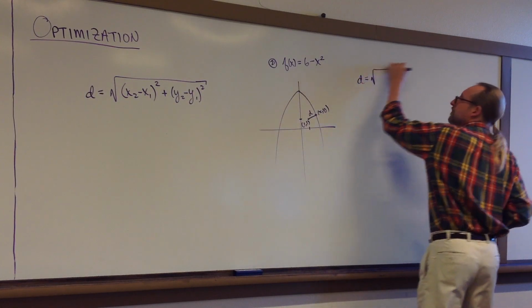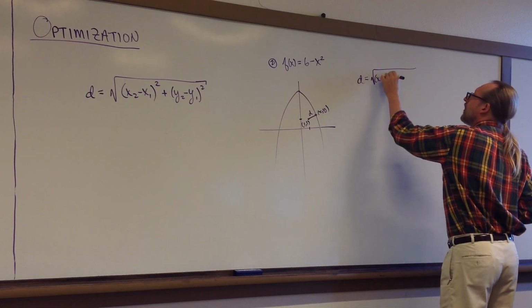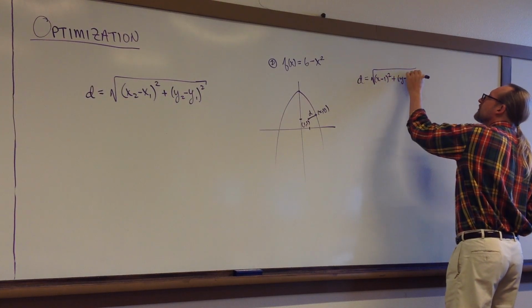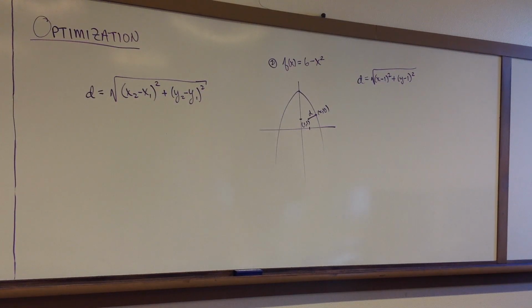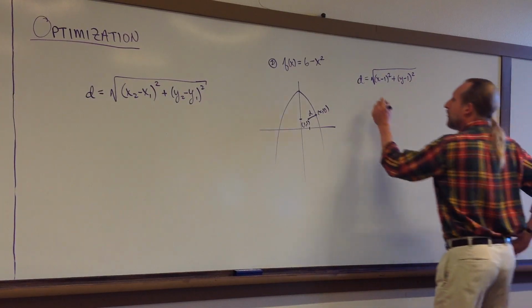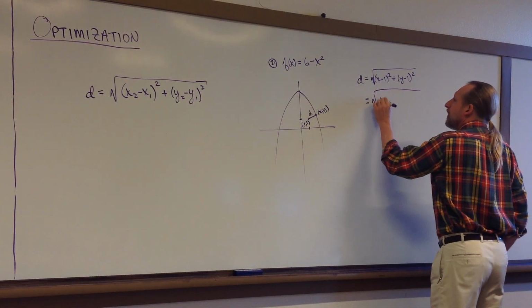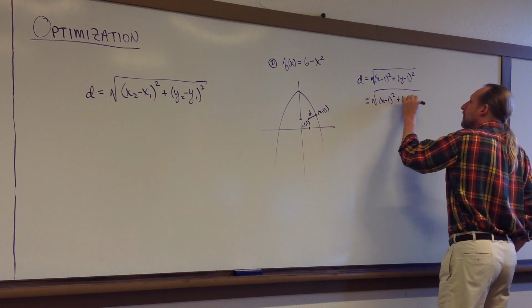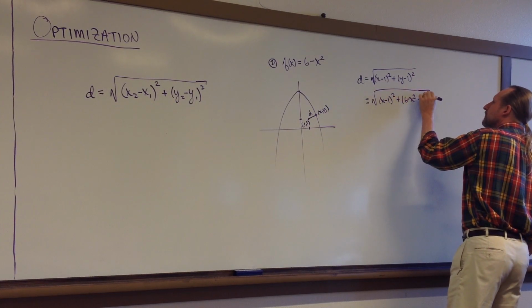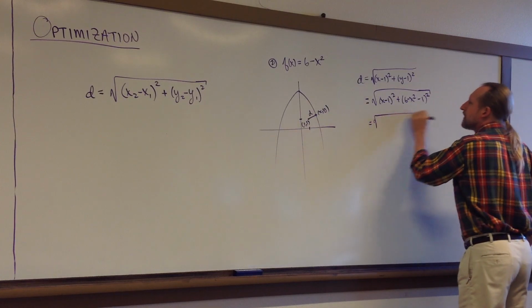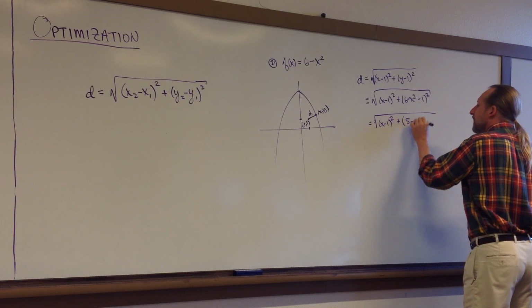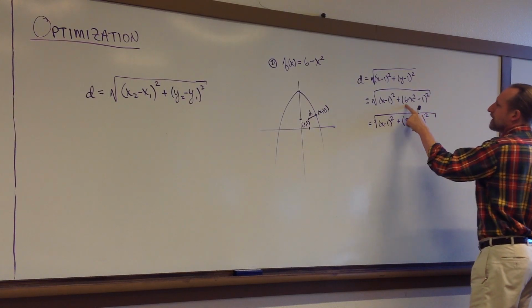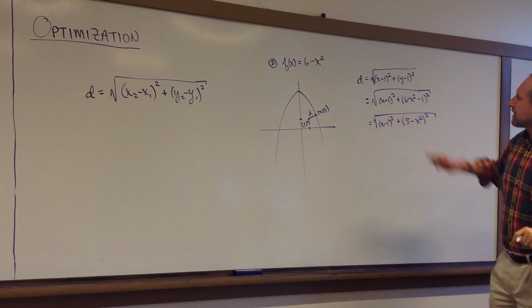So D is going to be the square root of (x minus 1) all squared plus (y minus 1) all squared. And then, remember the trick here is that we have to write this as a function of x. So we're going to replace y with 6 minus x squared. You can leave it like that if you want to, but I'm going to clean it up a little bit. This is going to be (5 minus x squared) all squared, because 6 minus 1 gives us that 5 there.